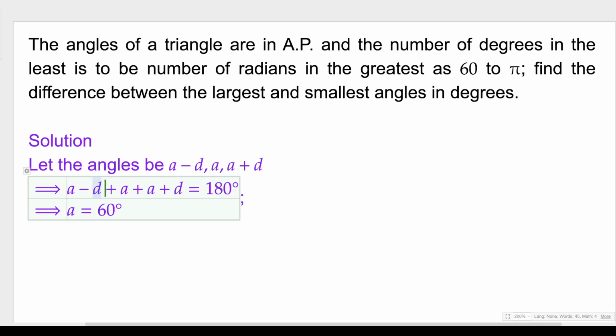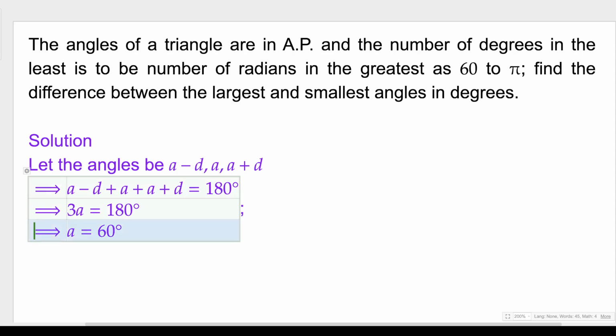So you can observe here, this negative d and positive d cancel out, and 3 times a, so let me write this step actually, equals 180 degrees. And from this we can say that my a will be equal to 60 degrees. Now once this part is done, I'll be using the next part of the problem statement here.